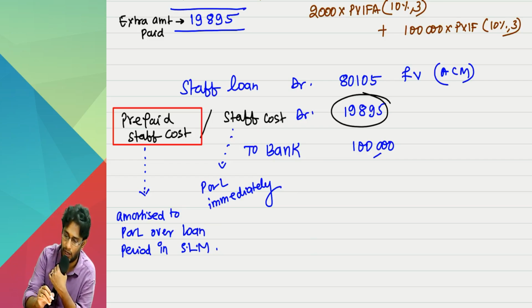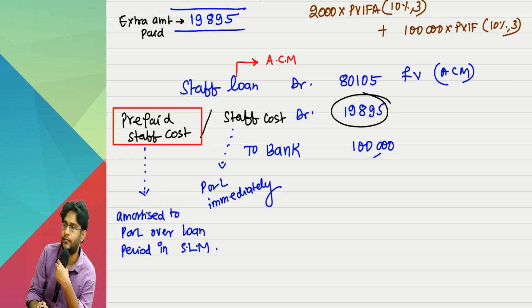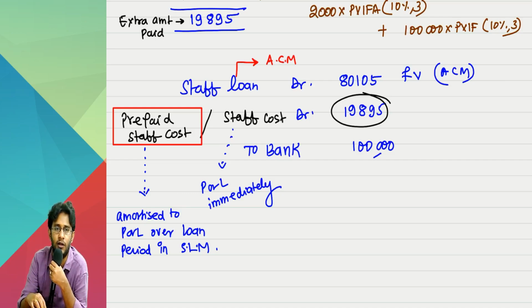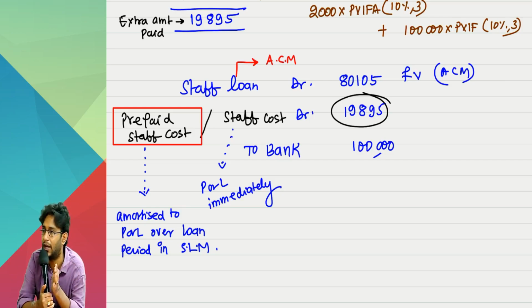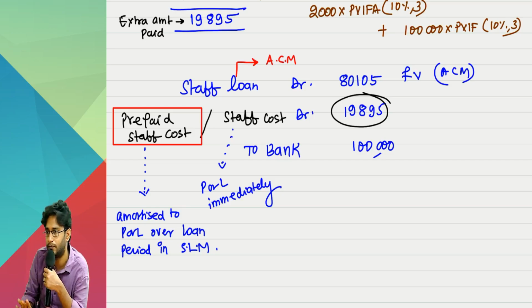Sir, hereafter what will happen? Hereafter, on this you will go and apply ACM. ACM application means what? Initial recognition is already over. Hereafter, every year you have to record interest income according to EIR, and whatever cash flows are given, record that. Like that, if you go on recording for a period of 3 years, your loan account will automatically become 0.